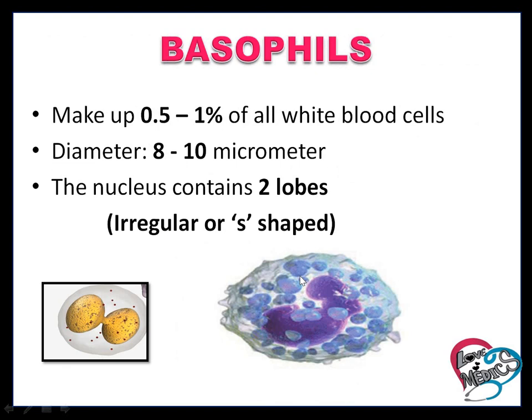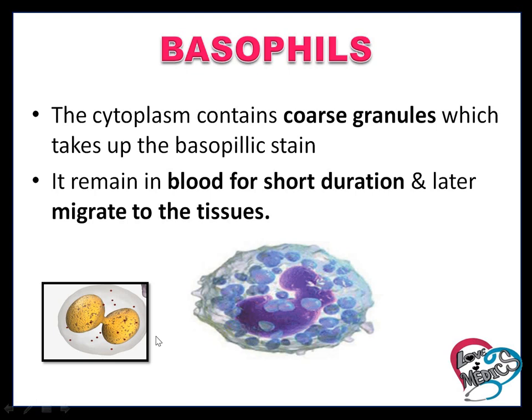Now basophil. It makes up 0.5 to 1% of all white blood cells. The diameter of basophil is 8 to 10 micrometer. The nucleus contains 2 lobes, that is irregular shape or S shape or thimble shape. The cytoplasm contains coarse granules which take up basophilic stain. Basophilic stain means blue in color. It remains in blood for a short duration and later it migrates to tissues.